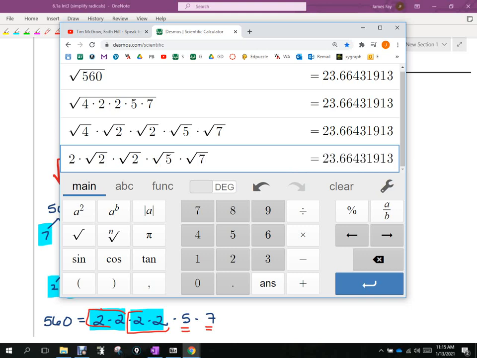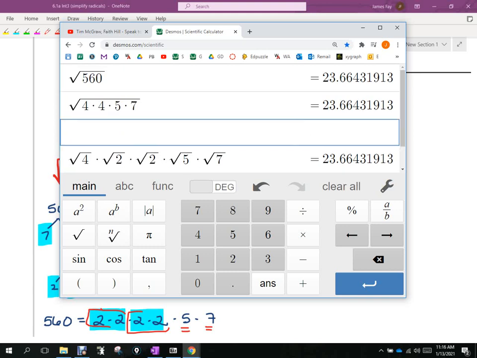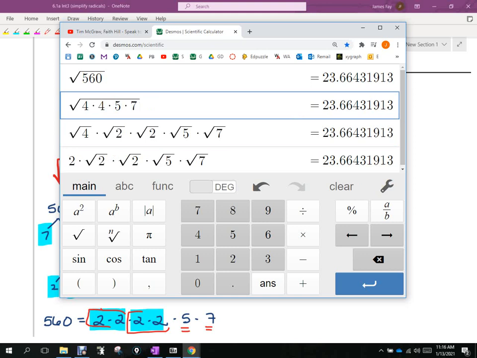Does that kind of make sense? Okay, but look at this right here. Isn't that another 4? So if I put those in, does that still give me the 23.66 number? So down here, when I do it this way, this would be a 4. And that one is gone now.